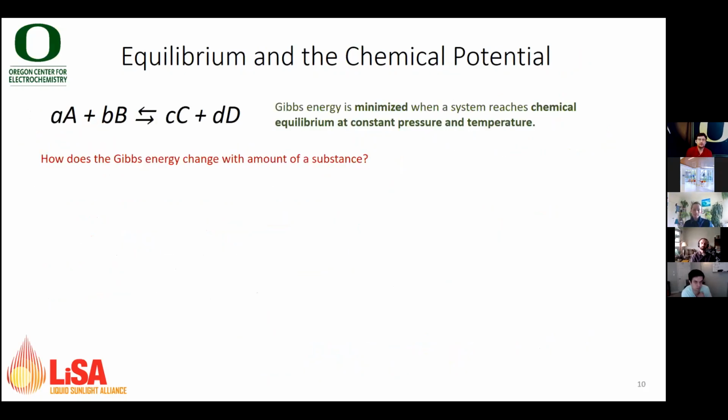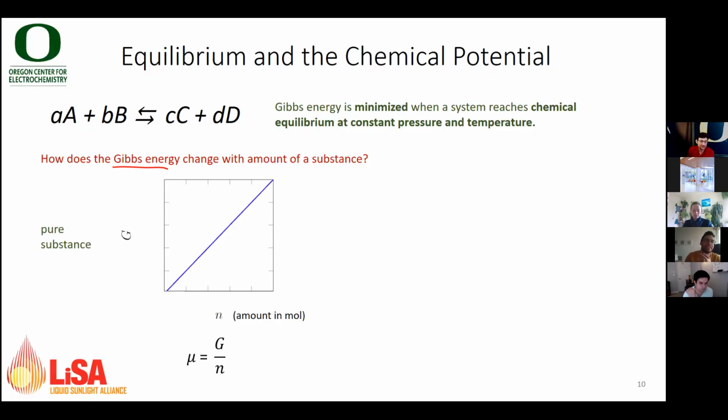So let's talk about equilibrium and the chemical potential. Here's a reaction. And we said that the Gibbs energy is minimized when a system reaches chemical equilibrium at constant pressure and temperature. So how does the Gibbs energy for a substance change with the amount of substance you have, if it's a pure substance? If I plot the Gibbs free energy of a pure substance, it's basically going to be linear, right? With the amount of material.